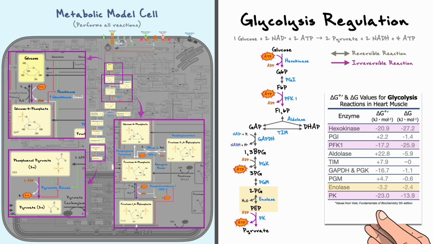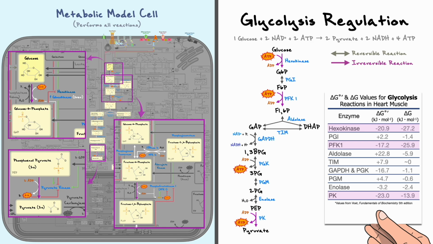If there is a ton of 2PG, the reaction will go forward and PEP will be made, and inversely, if there is a lot more PEP, then enolase will run in reverse and make 2PG. These reversible reactions directly contrast the purple irreversible reactions as they essentially go only one way.